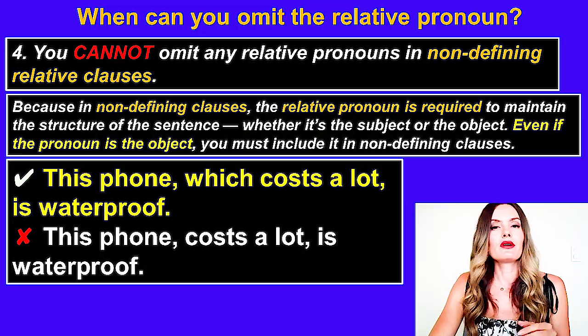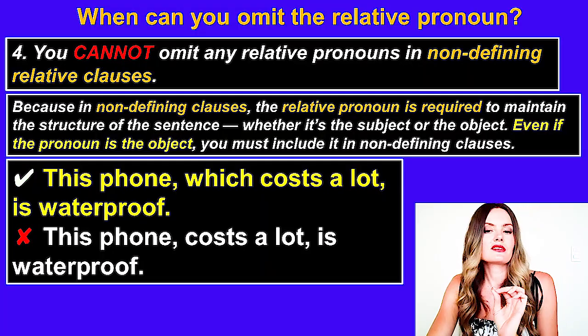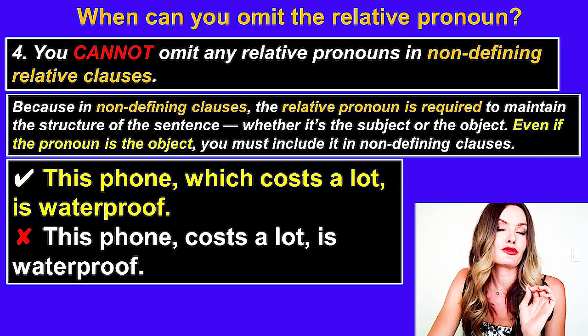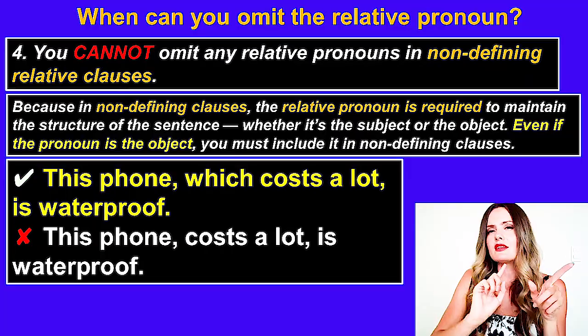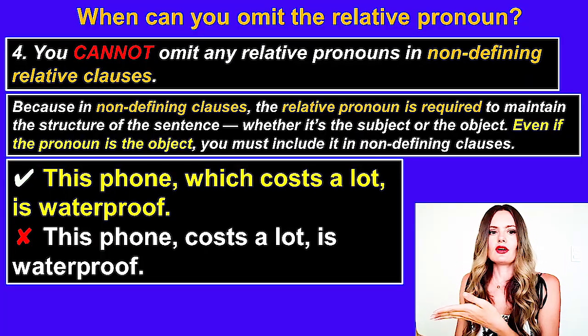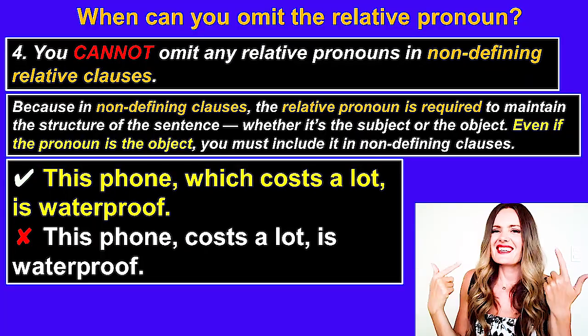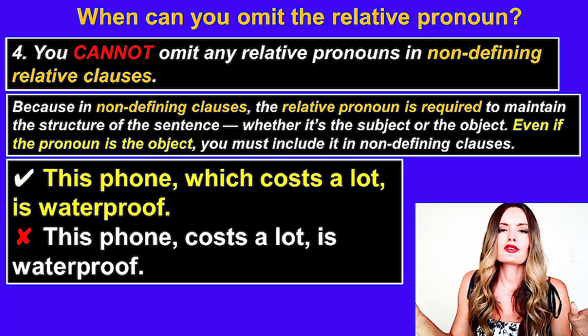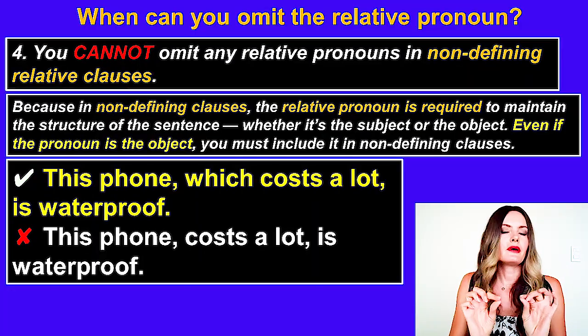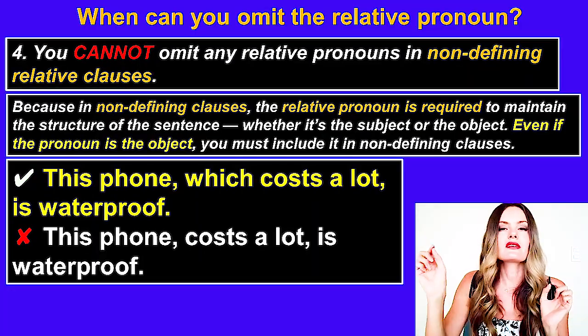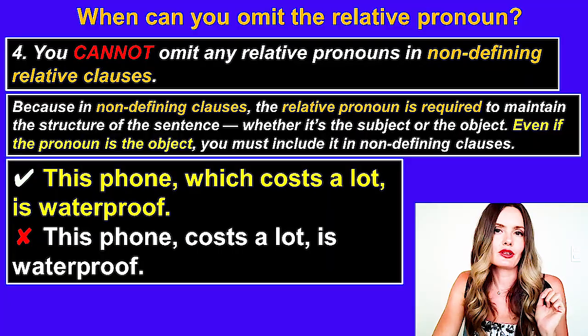Okay? For example, this phone, which costs a lot, is waterproof. You cannot say this phone costs a lot is waterproof. It doesn't even sound natural, right? So please do not omit any relative pronouns in non-defining relative clauses.